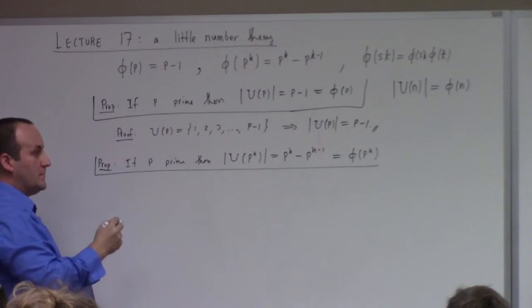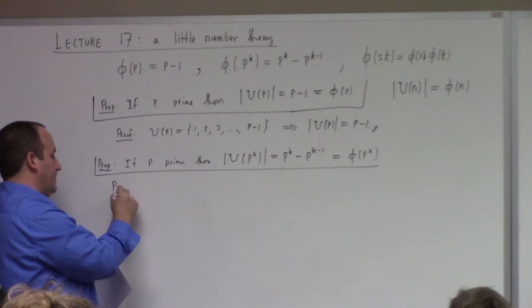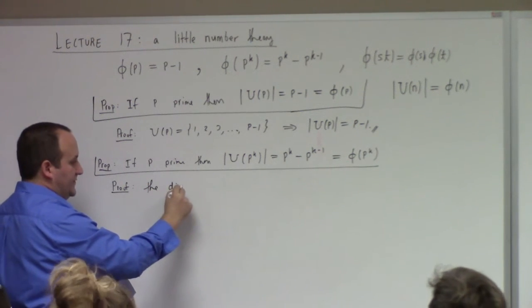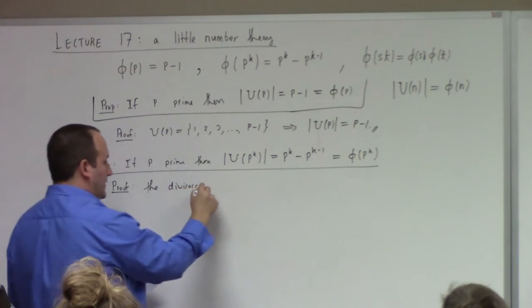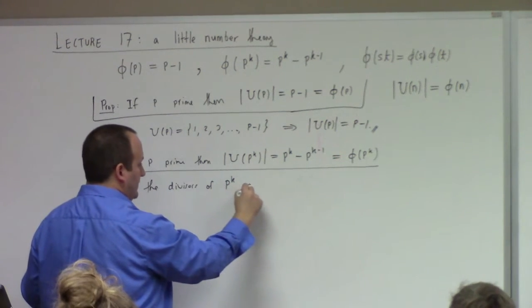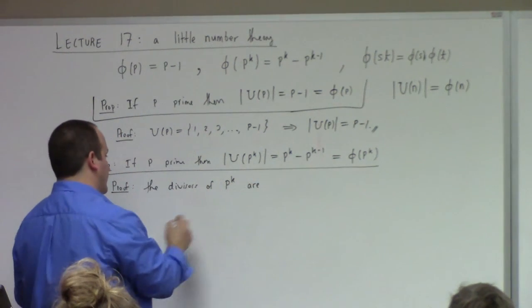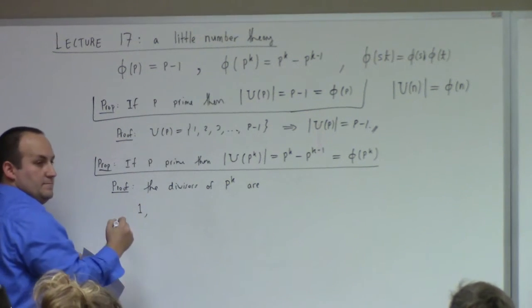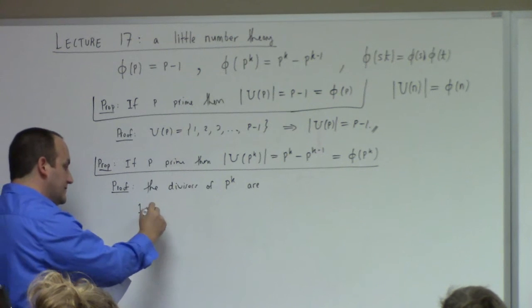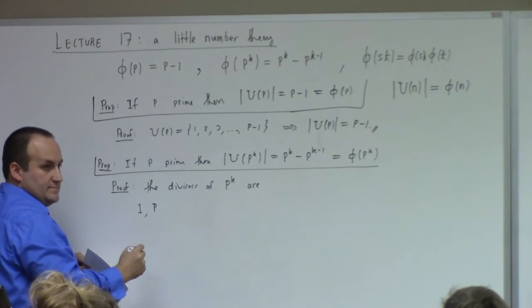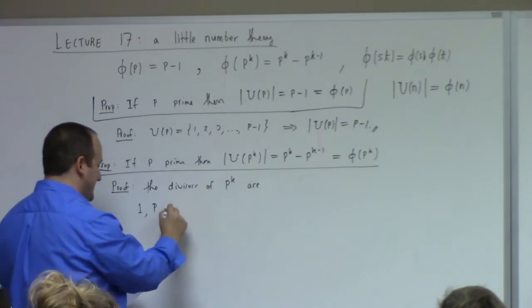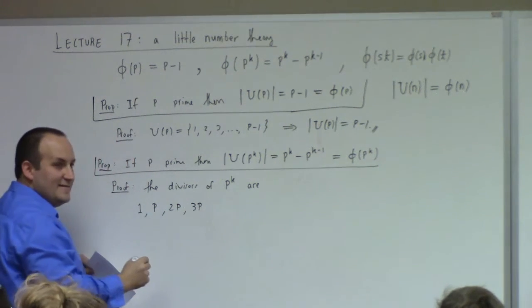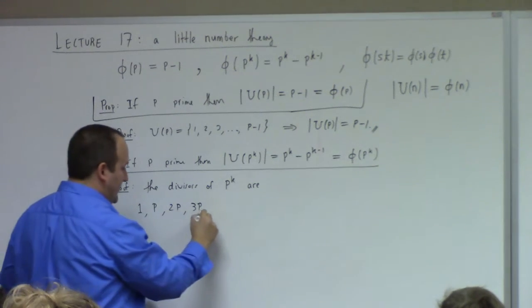What's the proof? Well, the divisors of p to the power k are what? We can list them. 1, p, 2p, right? 3p. We're going to be here a while. No, let's skip ahead a bit.